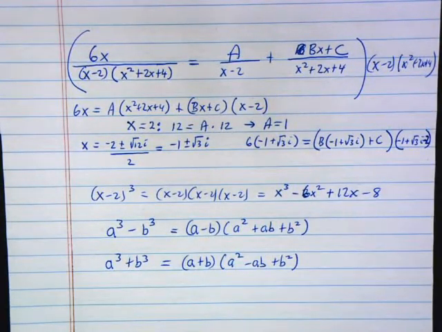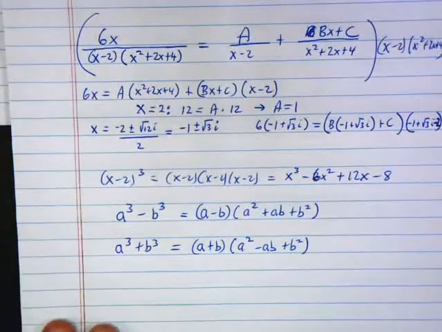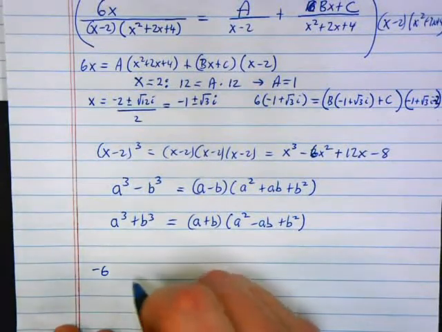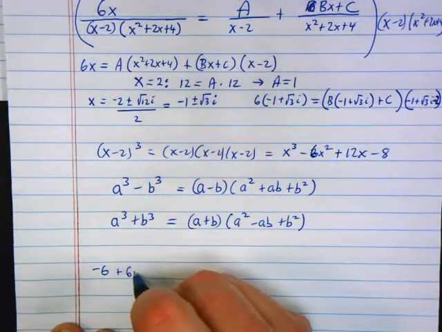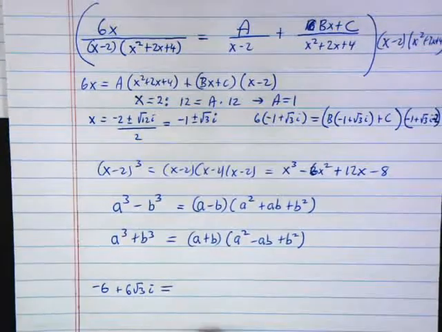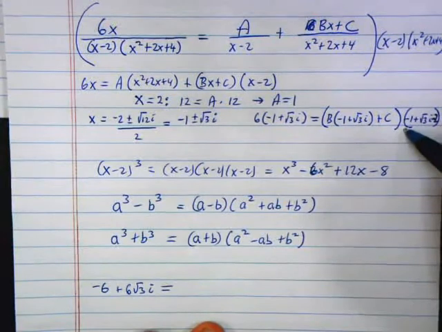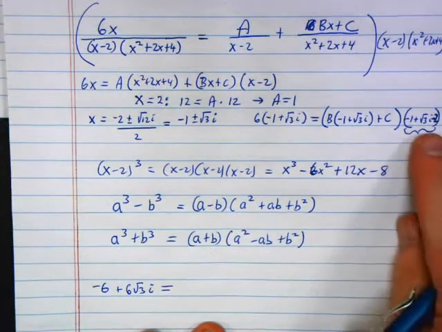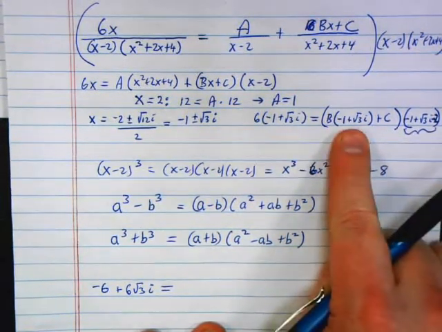All right, so it may have been easier to set up the system of equations for this one. I'm not sure yet. What I am sure of is I'm going to need more room, so I'm going to come down here. That's negative 6 plus 6 square root of 3i equals. All right, now I have to take this number here, this negative 1 plus square root of 3i minus 2, and multiply it by that number, don't I?